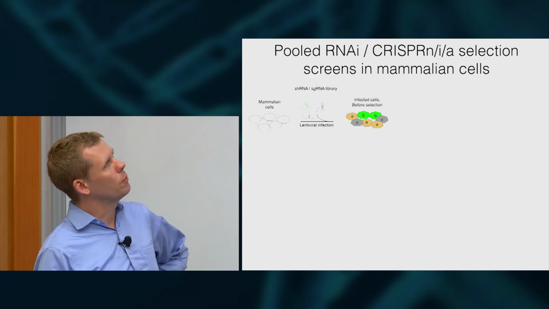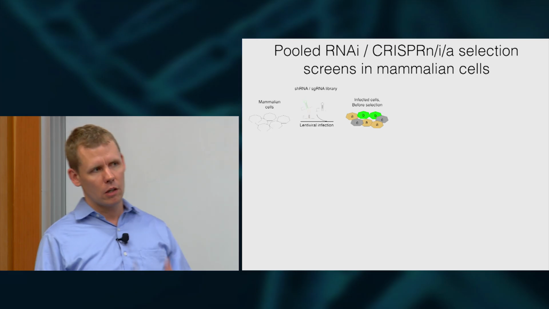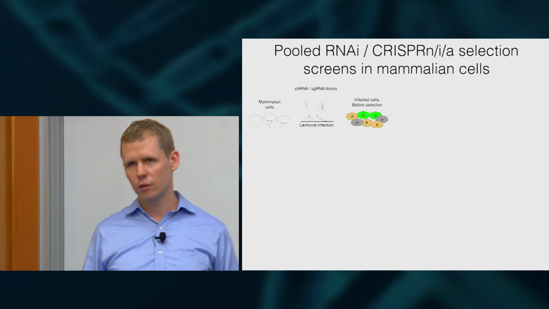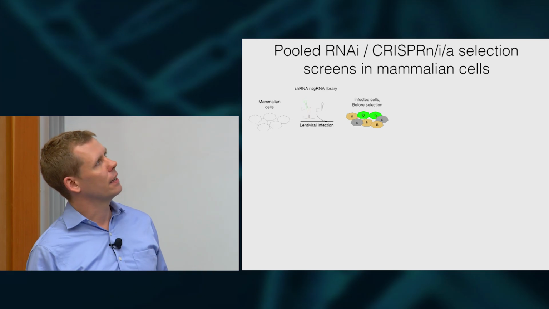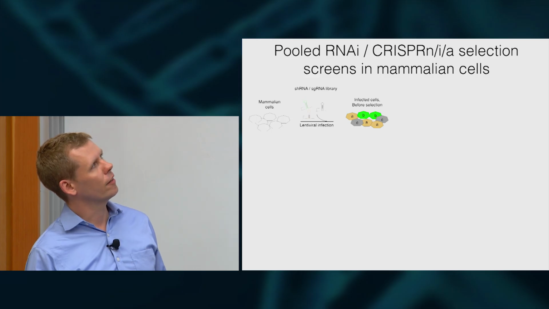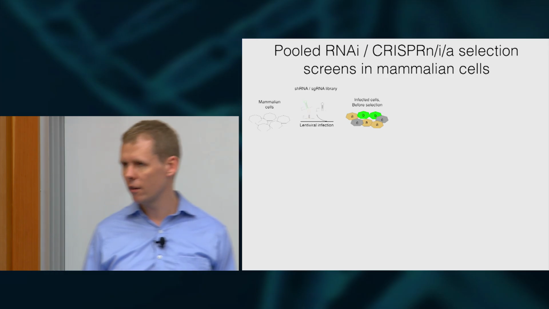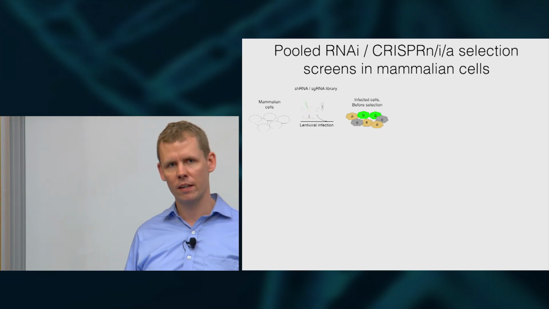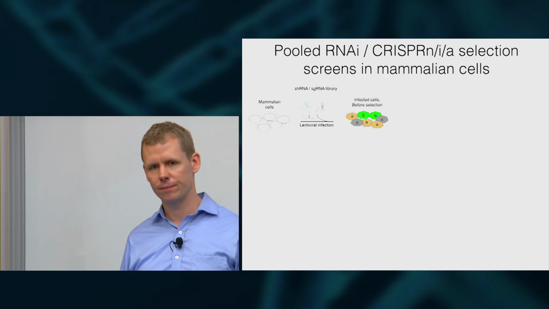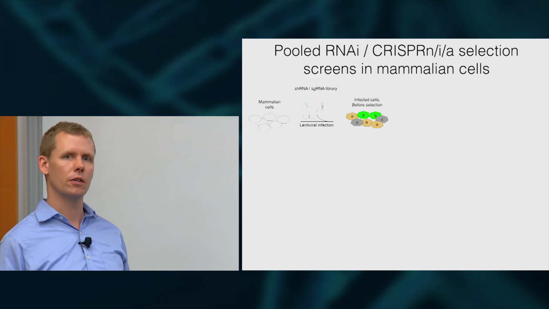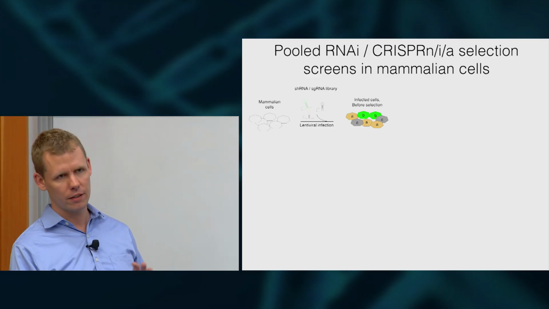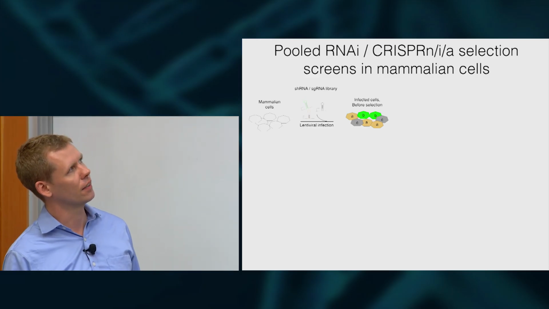We introduce a pooled library where we can clone these oligos into a lentiviral expression vector, for example, and then make a pooled lentiviral infection at a multiplicity of infection such that each cell, on average, will only be infected by one reagent. So this is important because we don't want to confound effects of having different genes knocked down in a given cell at the same time.